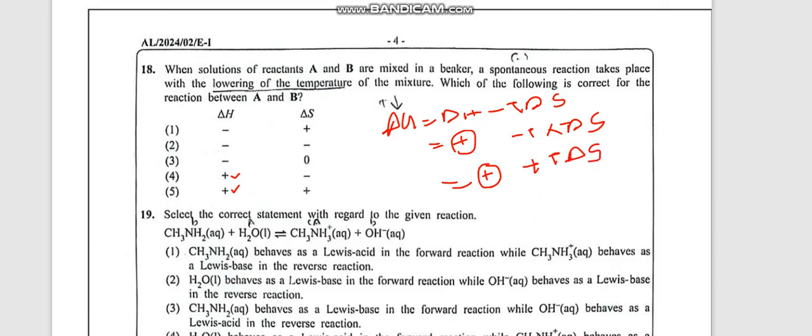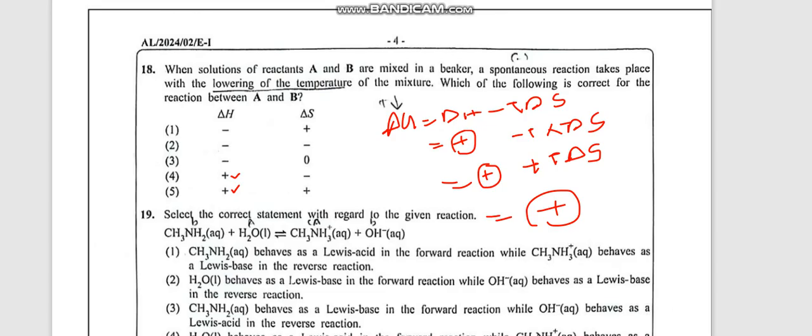It's giving you a positive T delta S. If you solve this, you will obviously get a positive answer, where delta G is becoming positive. If delta G is positive, it cannot be spontaneous. Okay, it cannot be spontaneous. Therefore, obviously delta S should be positive.